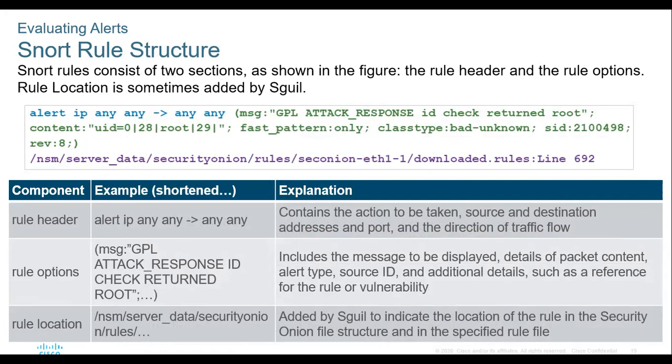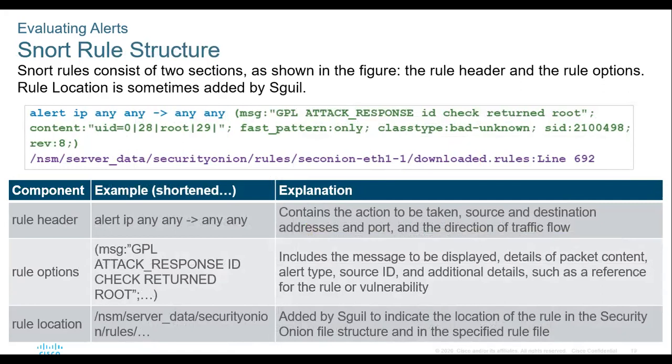So let's go down to the next table where you have component, example, explanation. So what does each of these structures mean? So we have the rule header. The rule header is where you have the alert IP any any, hyphen, greater sign, any any. This contains the action to be taken, source and destination address, and port and the direction of traffic flow.